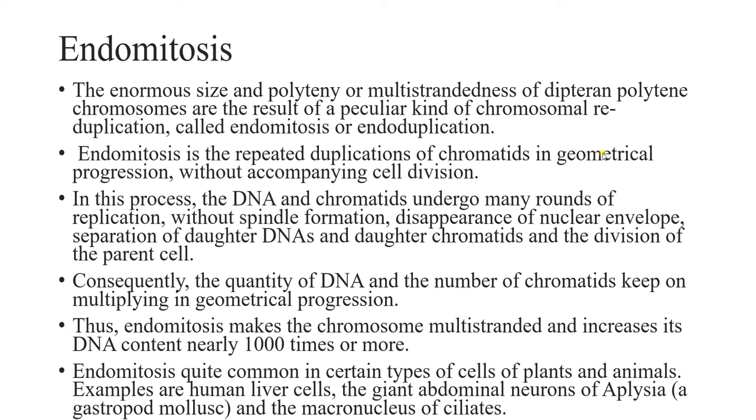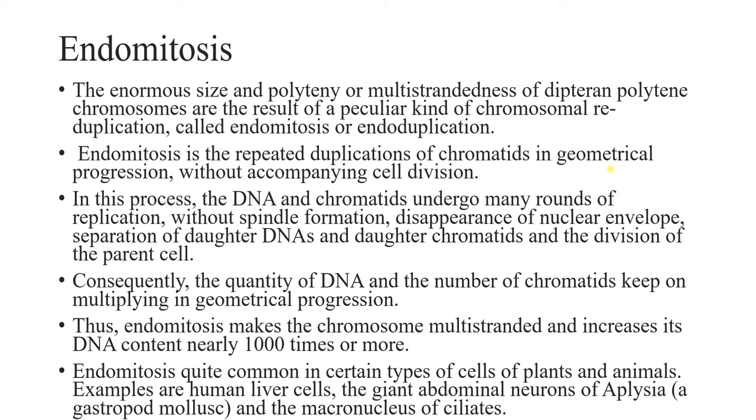Next is endomitosis. The enormous size and polyteny, or multi-strandedness, of dipteran polytene chromosomes are the result of a peculiar kind of chromosomal reduplication called endomitosis, also known as endoduplication. Endomitosis is the repeated duplication of chromatids in geometrical progression without accompanying cell division.